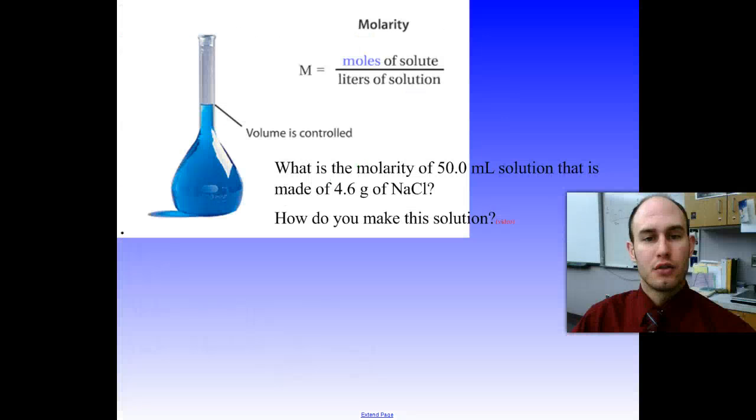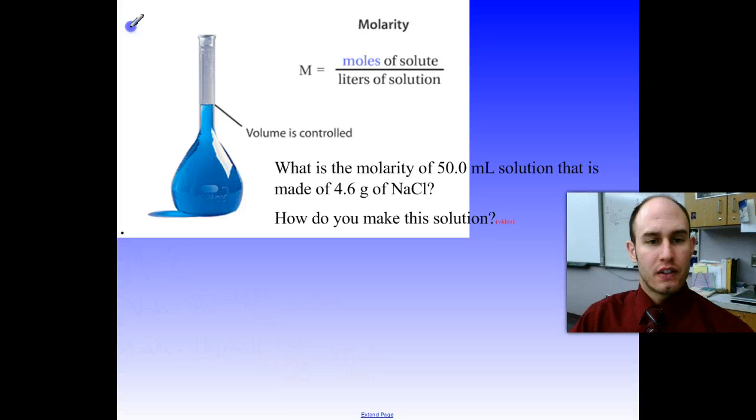So let's put this to use, looking at what molarity is. We have here the molarity equation. Capital M is moles of solute over liters of solution. And really what we're doing is controlling things when we're making a solution.